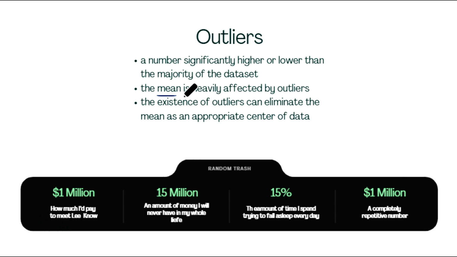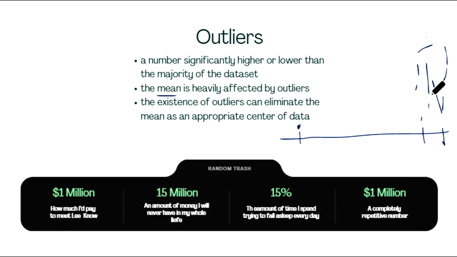Okay, this should be in your notes. It's the mean that gets affected. It's when you're doing the math, not just counting data points. This gets screwed up by outliers. The existence of outliers can eliminate the mean as an appropriate center of data. So if I have my test scores here and I have one kid that got 20, and then clear up here between 90 and 100, I have like 8,000 people. He doesn't matter, but he's going to screw up the mean because we're doing math.